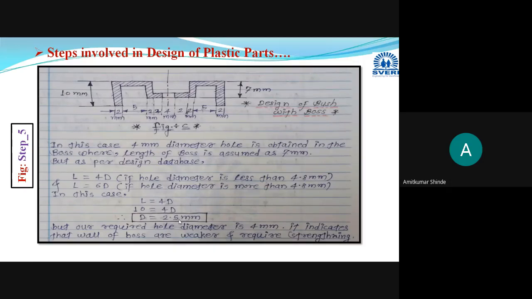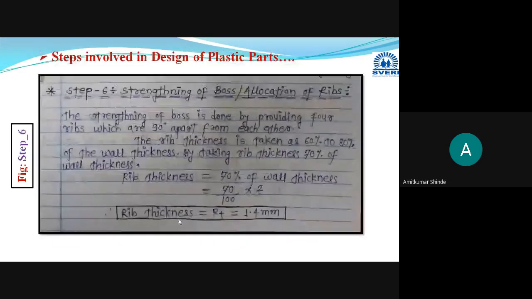And how to increase the strength of any boss? Increase in the strength of the boss can be done by providing the ribs. That will be the next stage, the sixth stage, that is strengthening of the boss by allocation of the ribs. Strengthening of the boss is done by providing four ribs. We are going to provide four ribs, and each rib will be 90 degrees apart.